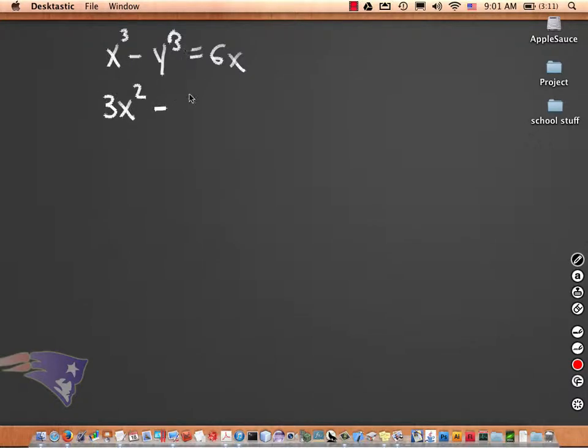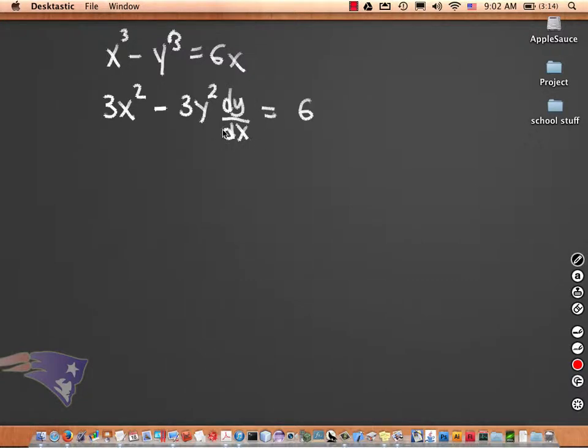Minus 3y squared by the chain rule, dy dx, because y is a function of what? X. So the 3 comes down, so it's 3y squared, but now we have to take the derivative of y with respect to x, so dy dx equals 6.